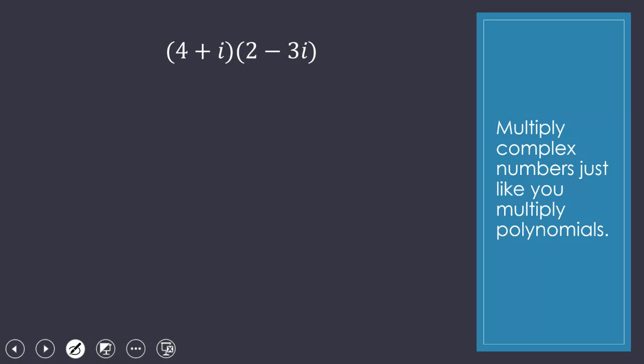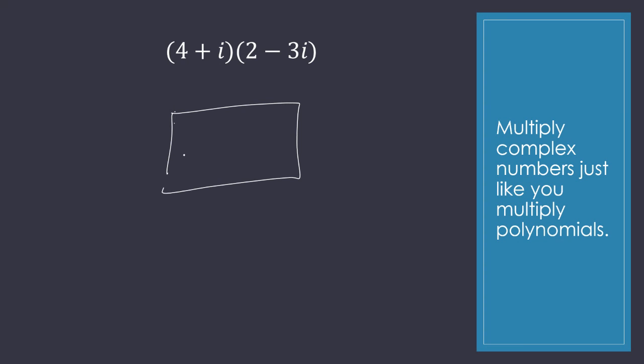The third operation we do is multiplying complex numbers. We do this exactly the same way we did polynomials. So your choices are either the FOIL or the box method. I don't care which one you use. I prefer the box again just because it helps me organize my work. So that's what I'm going to show you.